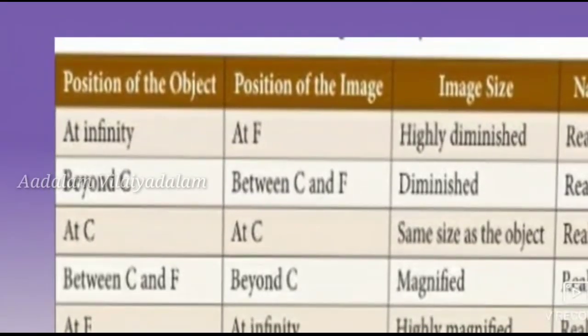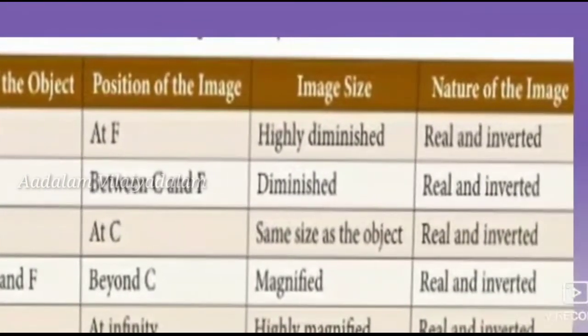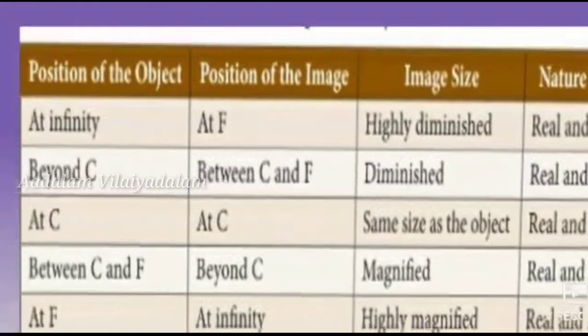The second one is the position of the object beyond C, beyond the center of curvature. We place the object there, and we get the image between the center of curvature and the focus. The size of the image is diminished, small, and the nature of the image is also real and inverted.